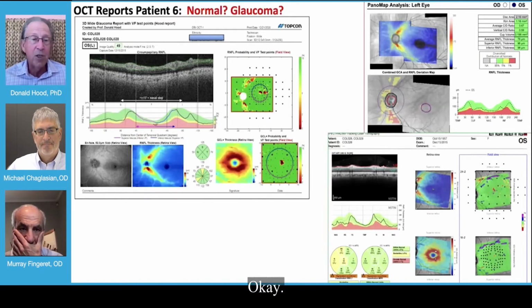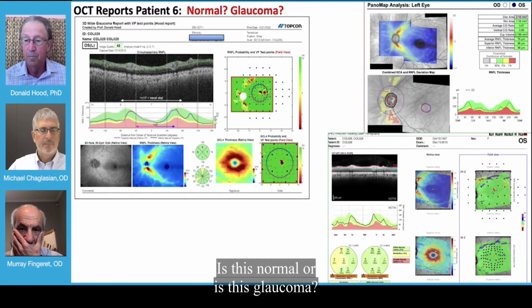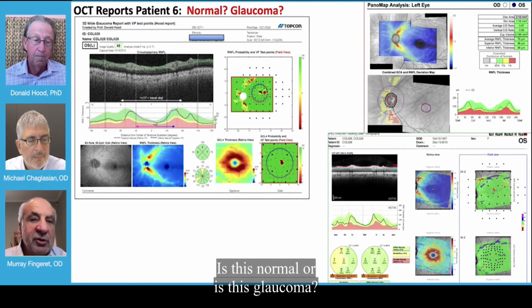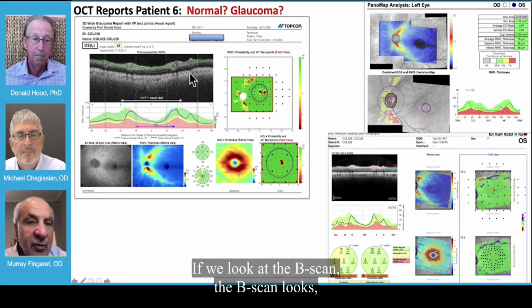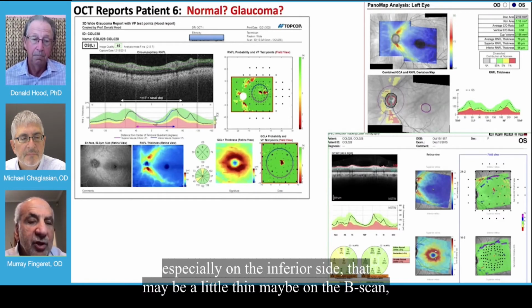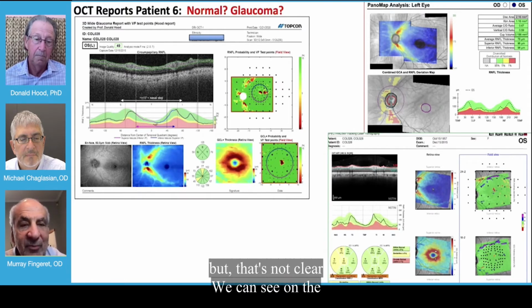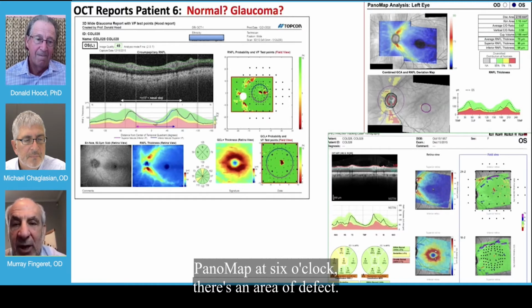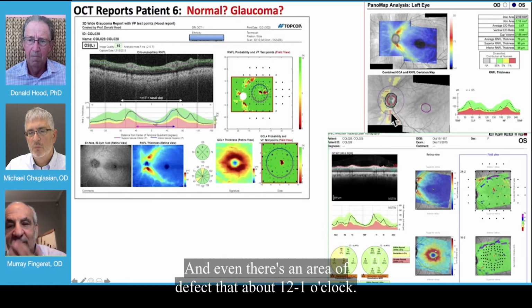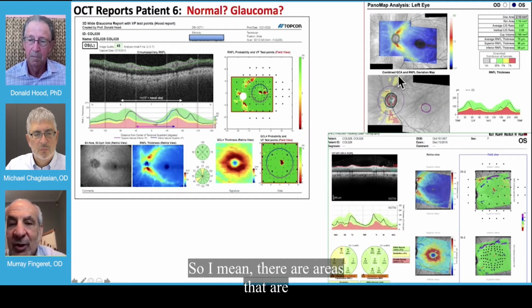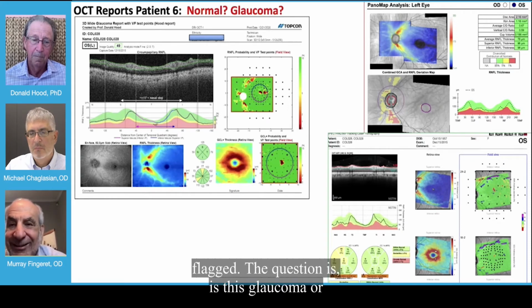Right. Okay, patient number 6. Is this normal or is this glaucoma? If we look at the B scan, especially on the inferior side, there may be a little thinning, but that's not clear. On the paddle map, at 6 o'clock there's an area of defect, and there's also an area of defect at about 1 o'clock. So there are areas that are flagged.